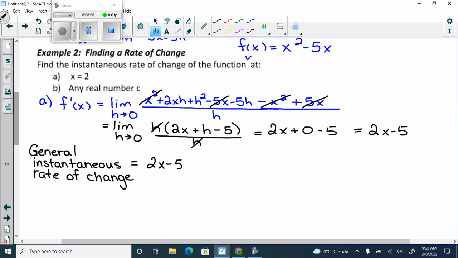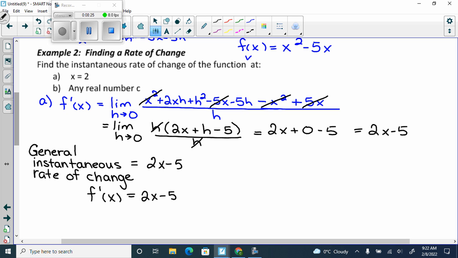So I'm actually not done because they wanted the instantaneous rate of change at 2. So how do I show that in function notation? Instantaneous rate of change is f prime of x, correct? We agree? But I want it at 2, so what am I going to write? F prime of 2. So I want f prime of x, I'm going to write it out here for myself. That's just equal to 2x minus 5. We found that. Bless you.